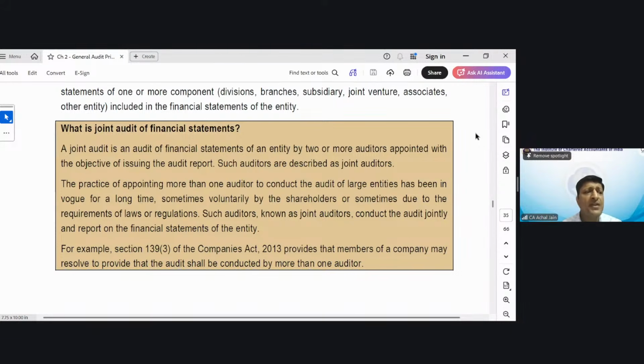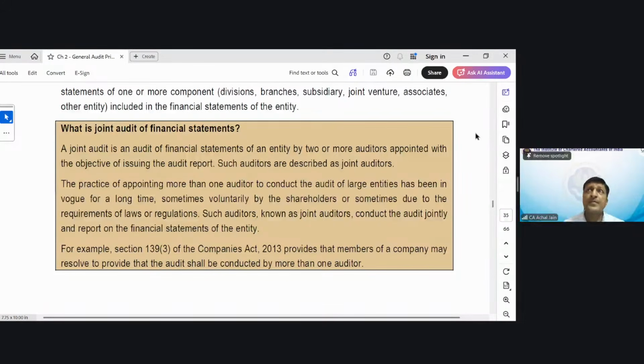So if you look at this definition, a joint audit is what? It's an audit of financial statements of an entity by two or more auditors. We are not limiting it to two. It's more than one, very simply. But generally you will not have 50. Generally you will have two, three. That's how you will get to see joint audit.